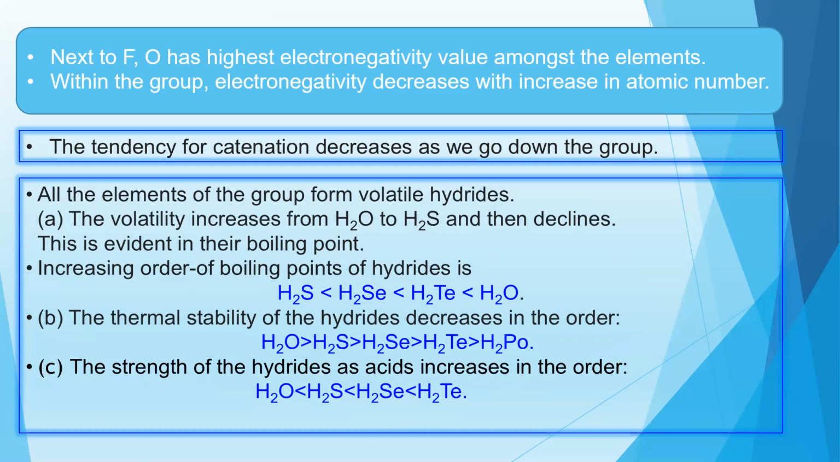The increasing order of boiling points of the hydrides is as follows. The thermal stability of the hydrides decreases in the order as we go down the group. The acidic strength of the hydrides increases in the order. That means as we go down the group, the acidic strength of the hydrides of group 16 elements increases.